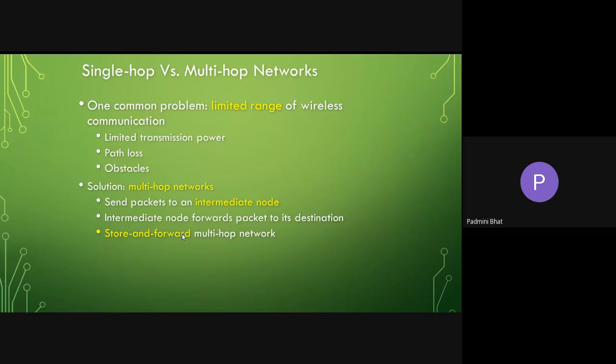From there it is decoded, demodulated, all those things. So that much work is also possible in the intermediate node. But initially, when we begin with the multi-hop, we say that at minimum it has to do the store and forward task.